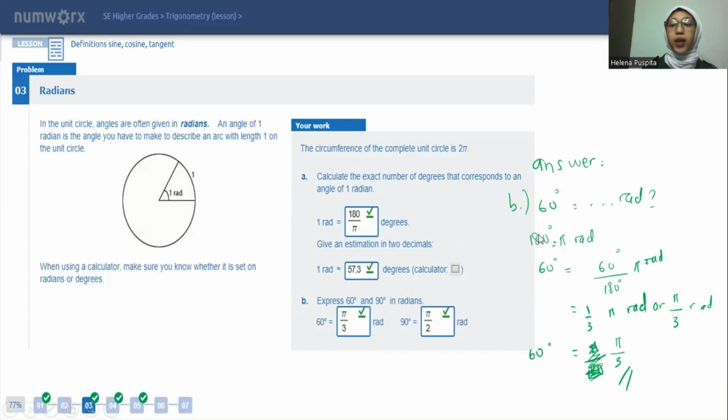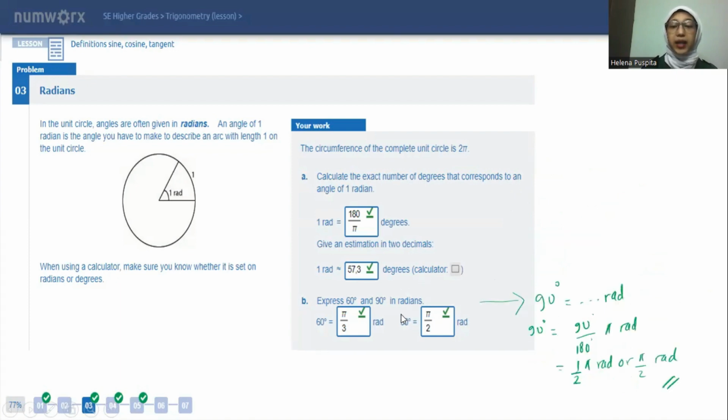60 degrees. 180 degrees equals π radians. So 60 degrees equals 60 degrees over 180 degrees times π radians equals 1 over 3 π radians, or π over 3 radians, because 1 times π equals π. So the solution: 60 degrees equals π over 3 radians.